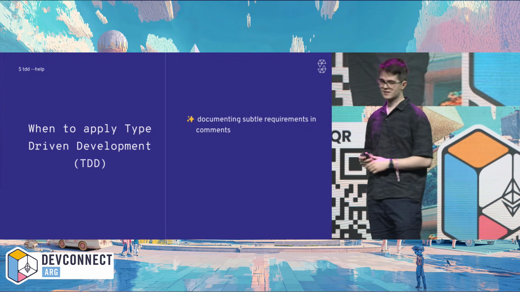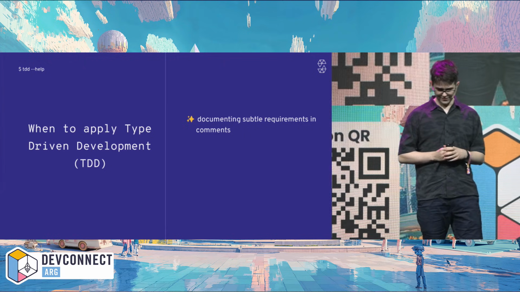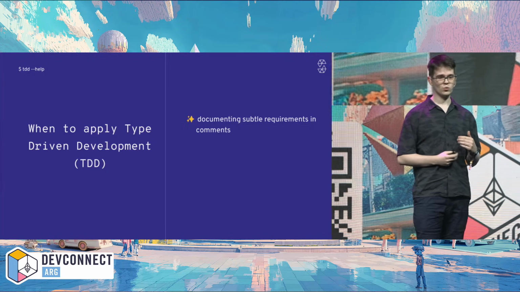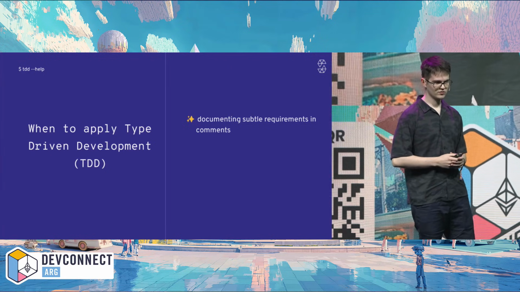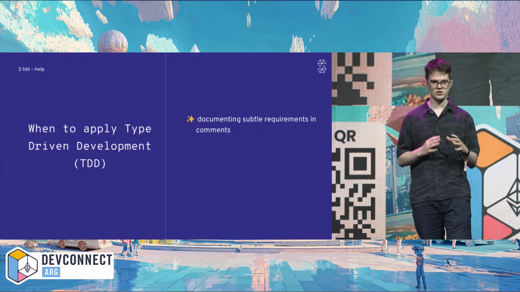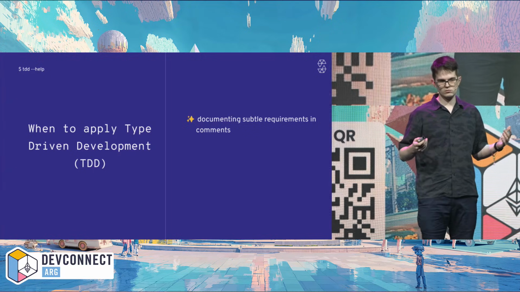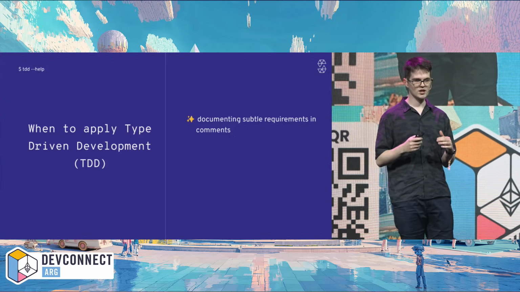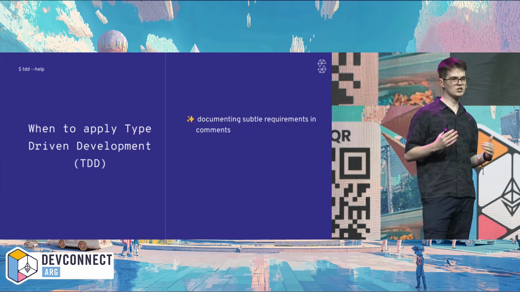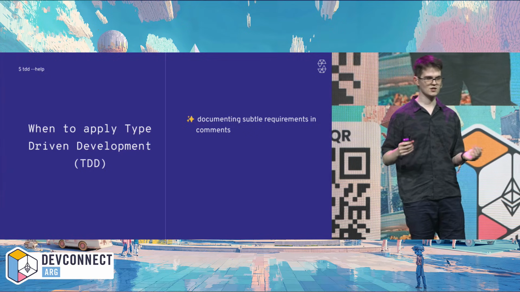So as a summary, when you will want to apply type-driven development is if you notice yourself documenting subtle requirements of your code in comments. Then you can use types instead. And there'll be better documentation because you can think about documentation actually as code that's never run. Right? It's never run, it's never tested, it's just text.